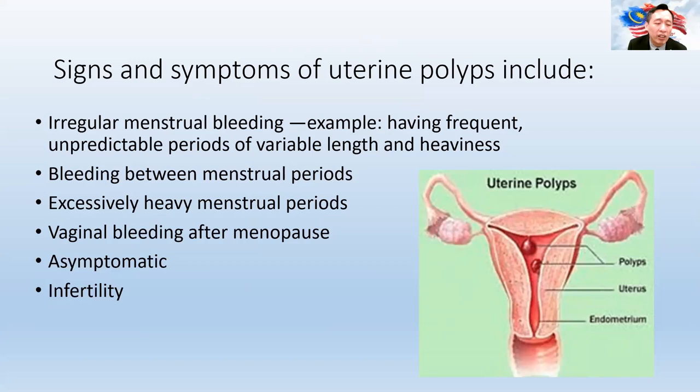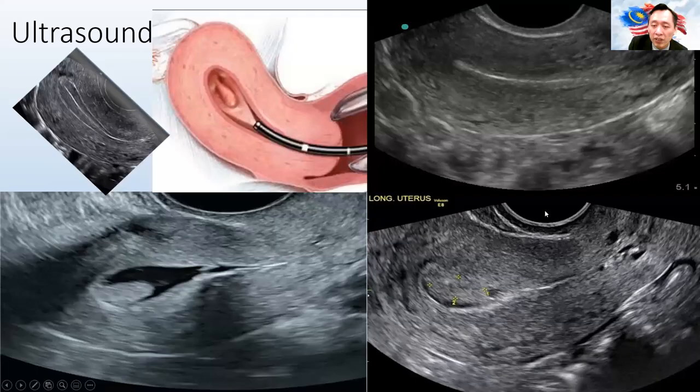Sometimes they do cause infertility because the polyp secretes some toxin, creating an environment which is not suitable for implantation. When you do ultrasound, you can see a mixed echogenicity inside the uterine cavity, indicating it may actually be a submucosal fibroid or polyp. You can even do a saline sonography if you want. Put some fluid inside the uterine cavity.